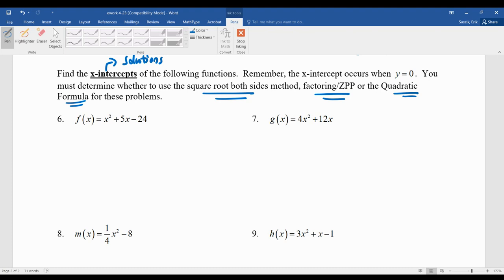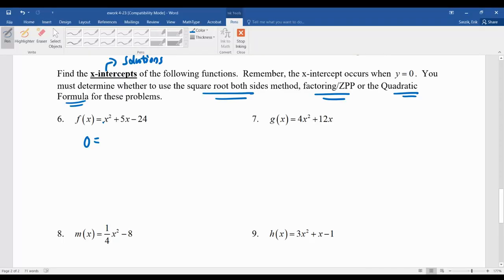So when I see this one, remember x-intercepts means y is 0. So I'm going to change that to 0. And I'm looking at this thing, and I'm thinking that this might be easily factorable. Remember, if it is factorable, usually factoring is much quicker than quadratic formula. And this leading coefficient is 1.